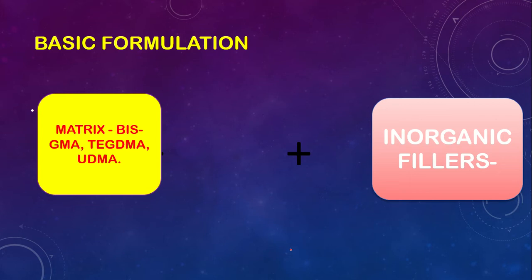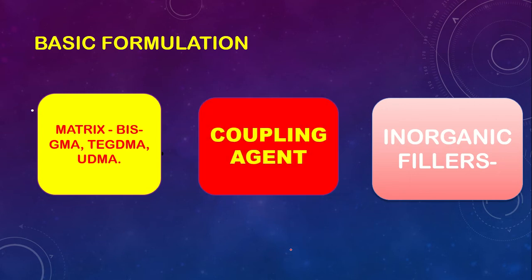And what are those agents? These are the coupling agents. The coupling agent is used to bond the filler particle with the resin matrix. This filler particle is bonded to the resin matrix with the use of a coupling agent. So what are the coupling agents commonly used? They are the organosilanes, that is gamma-methacryloxypropyltrimethoxysilane, zirconates and titanates.